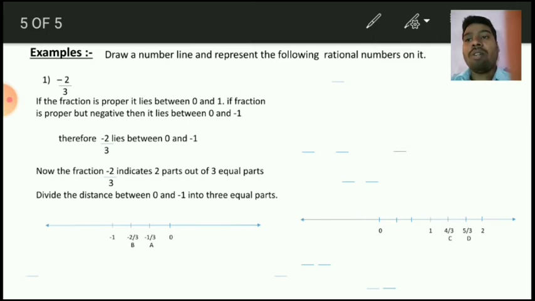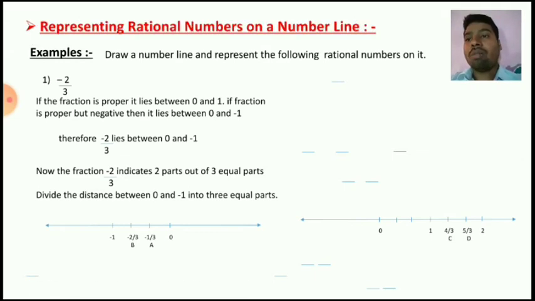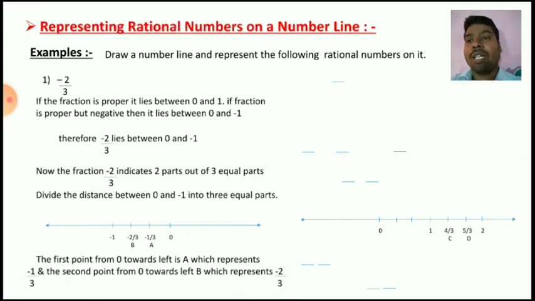So -1/3 indicates A, and -2/3 indicates B. We have to represent -2/3, so we indicate this -2/3 at point B. The first point from 0 towards the left is A, which represents -1/3, and the second point from 0 towards the left is B, which represents -2/3.